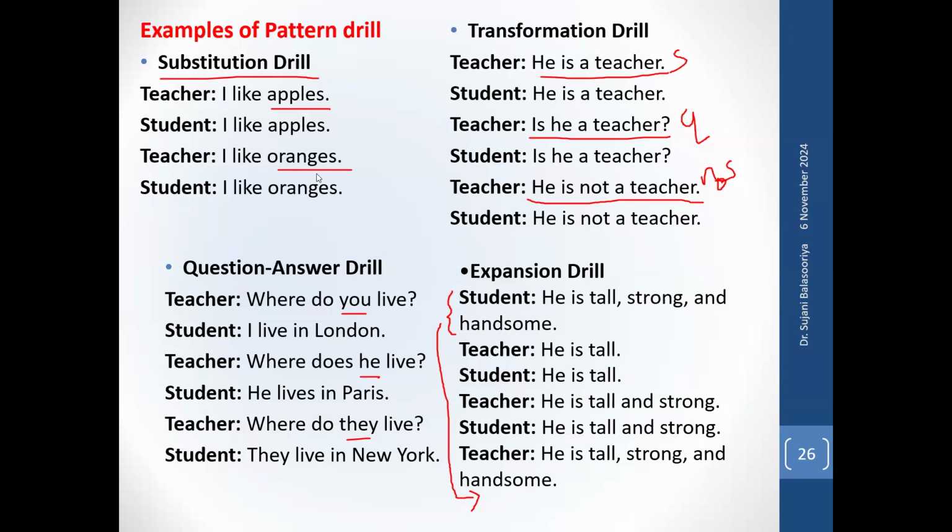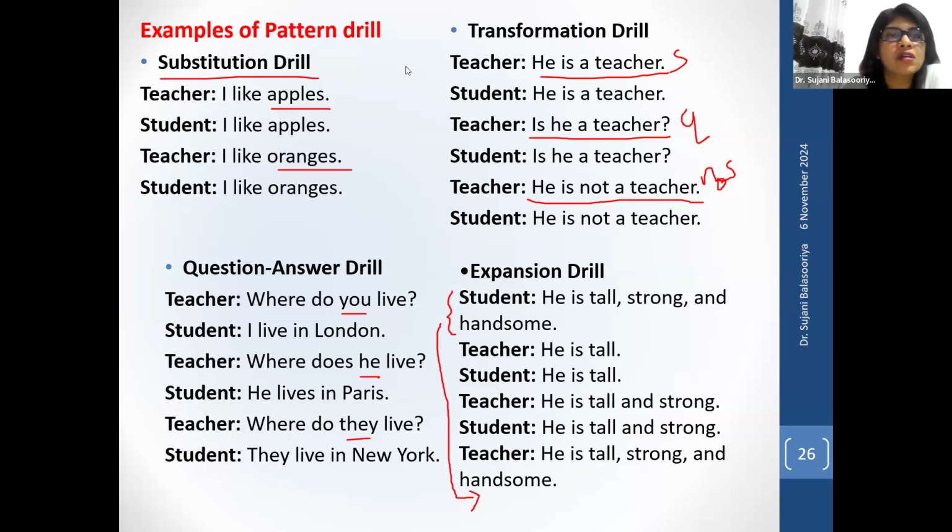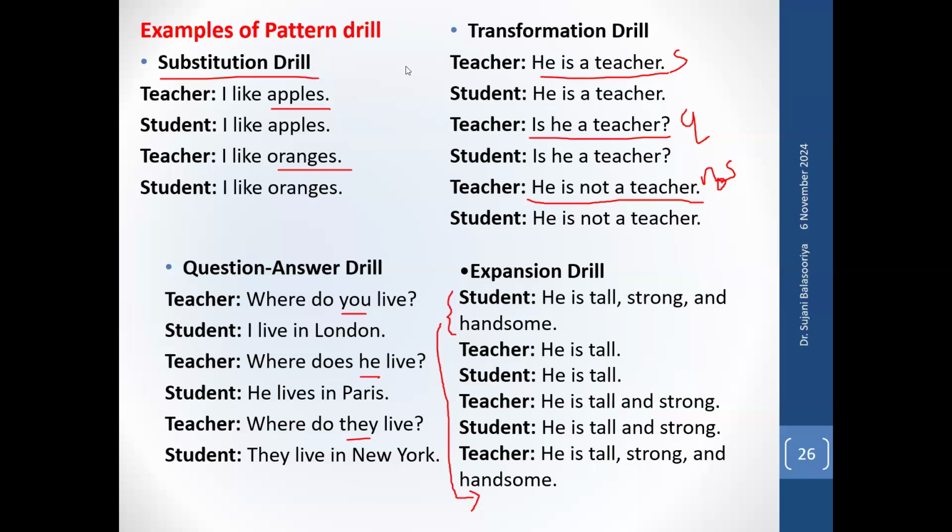Substitution drill and question and answer drill, madam. Substitution drill and question and answer. And expansion drill is also there, right? What about transformation drill? Not very common. Yeah, ma'am, most proper are substitution and question and answer, madam.